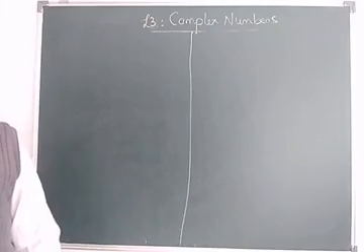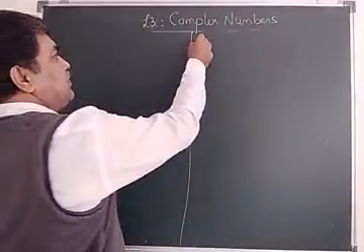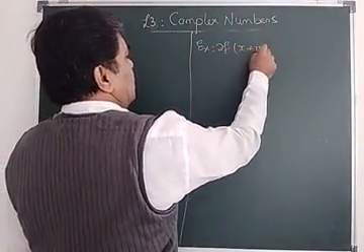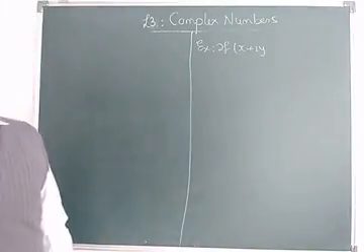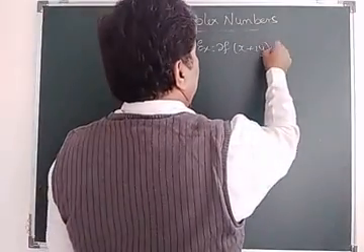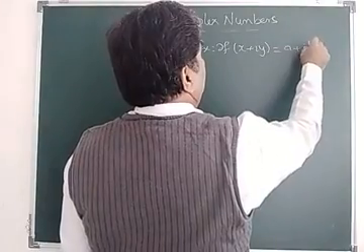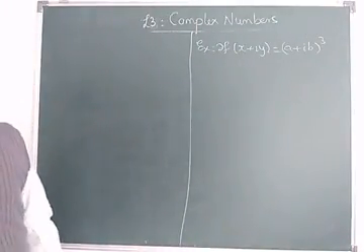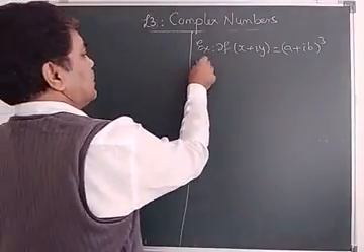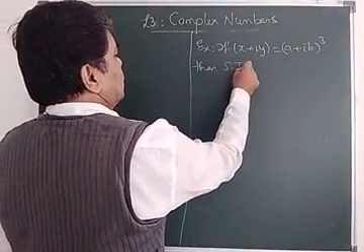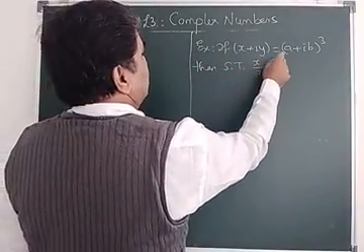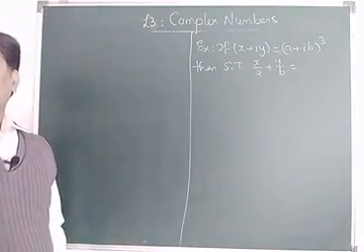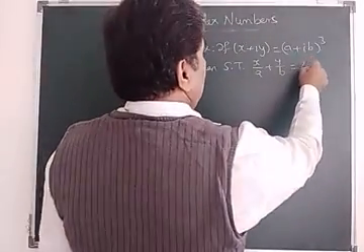Now, take the next example. If x plus iy is equal to (a plus ib) whole cube, then show that x upon a plus y upon b is equal to 4 into (a square minus b square).